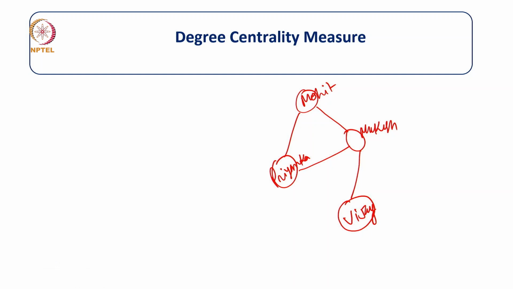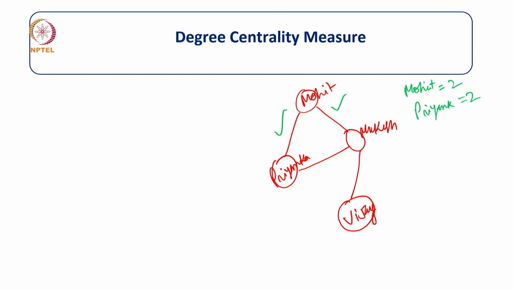So here Mohit is connected to two nodes. What are those two nodes? One is this one and another is this one. So for Mohit there are only two connections. Now if we see the connections of Priyanka, there are two connections: one with Mukesh and another with Mohit. So for this also two.